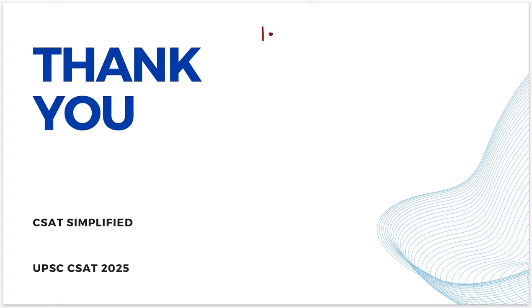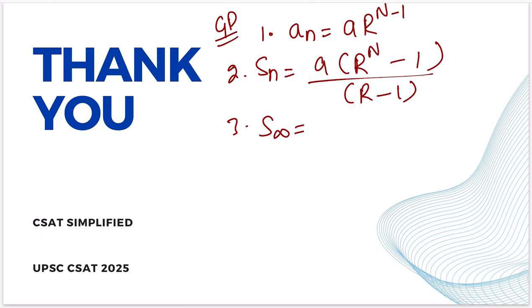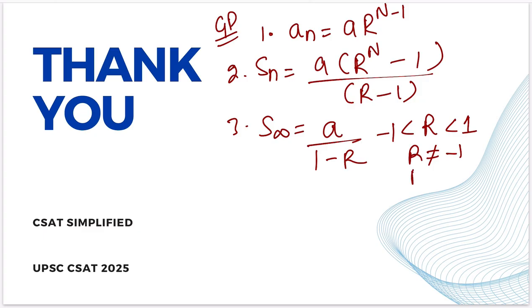Again, like we did a review, I'm going to write the formulas for geometric progression series. Nth term of the series is a r to the power n minus 1. Sum of n terms of the series is a (r^n minus 1) divided by (r minus 1). Sum of infinite terms of the series is a upon 1 minus r, given r is greater than minus 1 and less than 1, and also r cannot be equal to minus 1 and r cannot be equal to 1. Fourth part, one geometric mean between two numbers a and b is given by this formula.